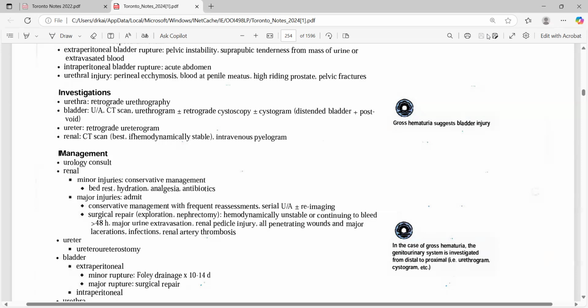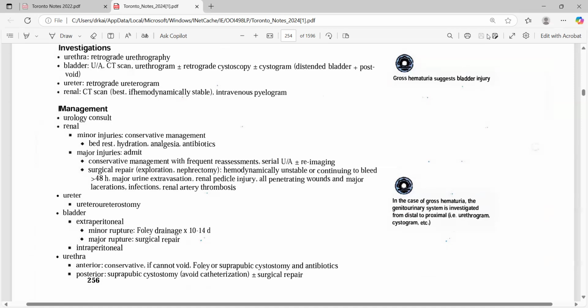Then ureter, for that one, retrograde ureterogram, then renal CT scan, and urology consultation. If you find out there's something going on, then urology consultation. Gross hematuria suggests bladder injury. For renal minor injuries, only conservative management: hydration, analgesics, antibiotics. For major injuries, conservative management with serial urine analysis, then surgical repair if hemodynamically unstable or continuing to bleed more than 48 hours, or major urine extravasation. In those cases, we'll check for whatever is going on.